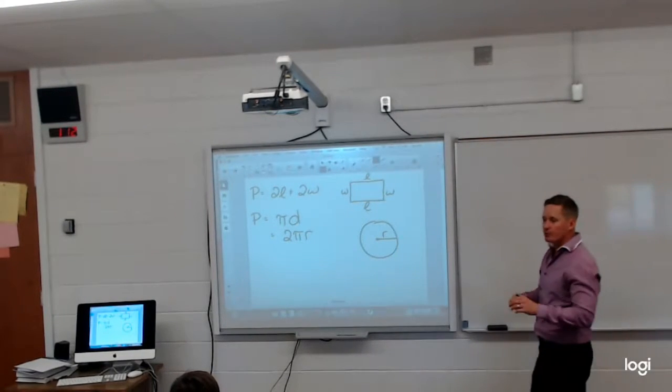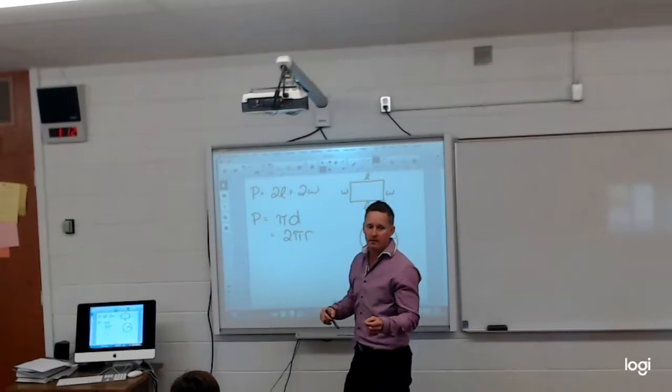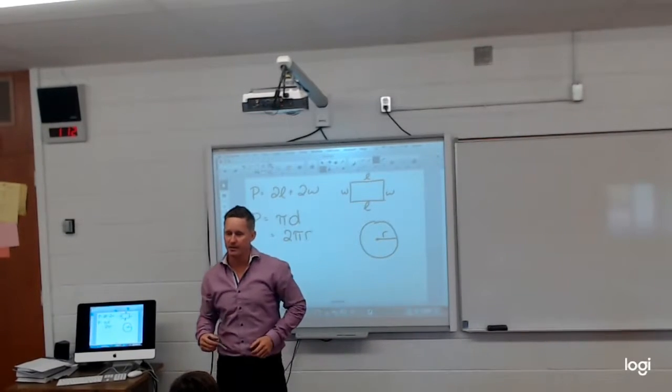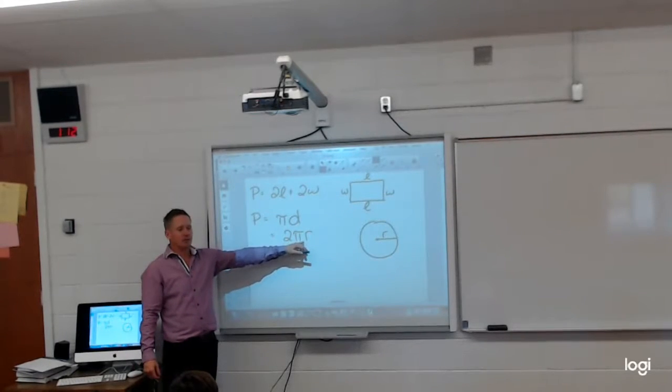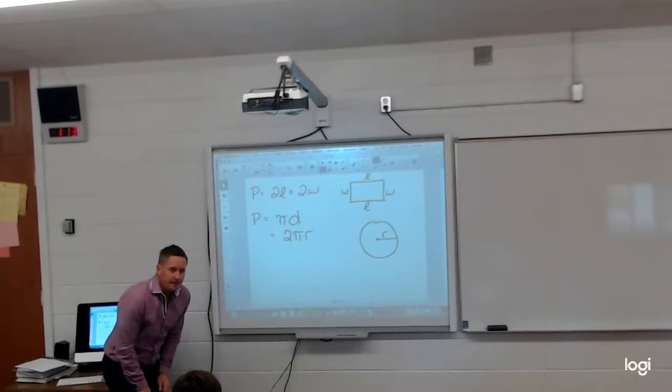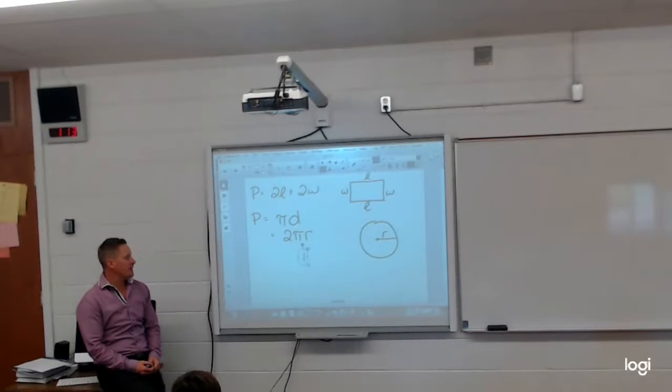We won't use 3.14, we're going to use our calculator button that gives you all the decimal places to be more accurate. And I multiply by the radius.